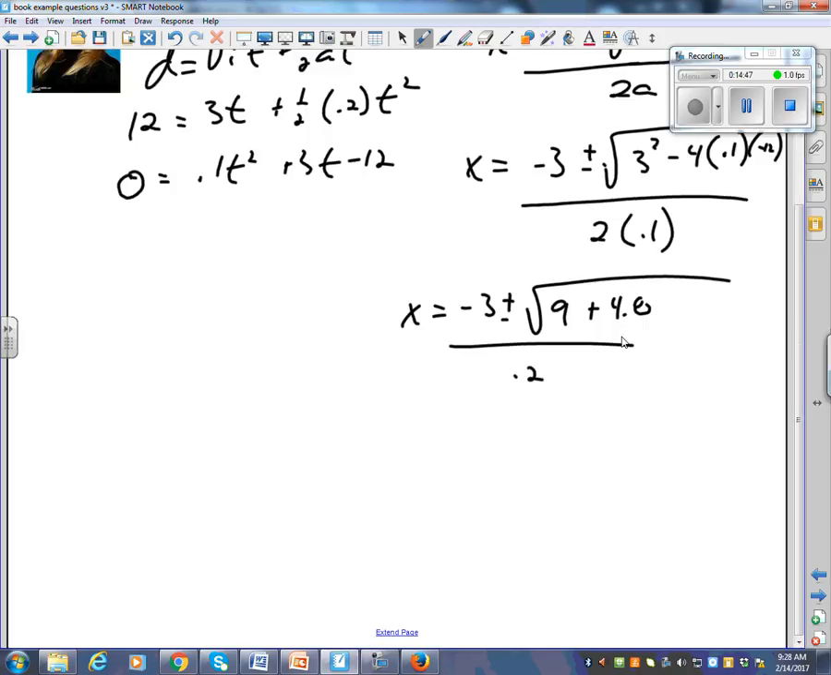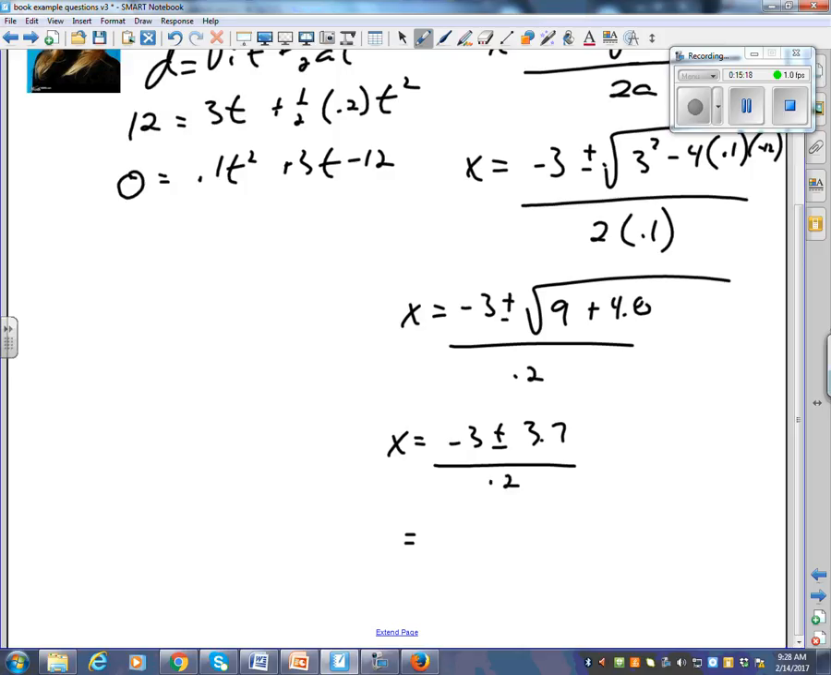Okay? Does anyone remember what the name of that number underneath the square root is called? You're close, Josh. It starts with a D. The discriminant. Anybody ever heard that before? The discriminant. Okay, so that's going to be minus 3 plus or minus, so 9 plus 4.8, you're going to take the square root of that. So minus 3 plus or minus 3.7 all over 0.2.